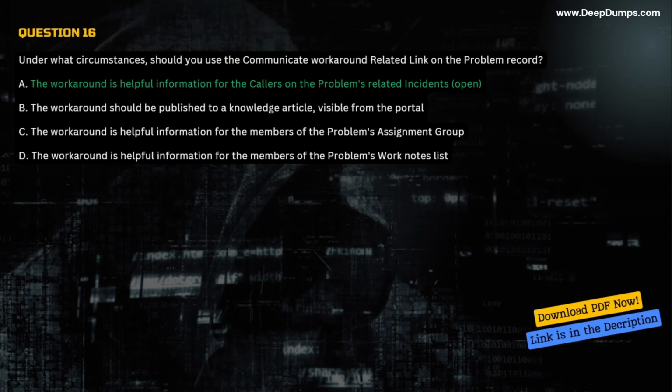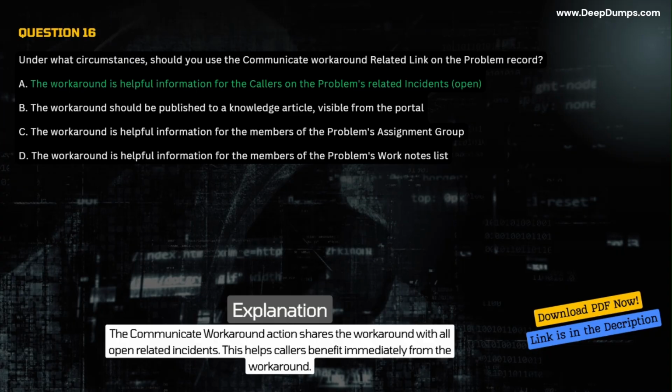Correct answer A. The workaround is helpful information for the callers on the problem's related incidents, open. Explanation. The Communicate Workaround action shares the workaround with all open related incidents. This helps callers benefit immediately from the workaround.